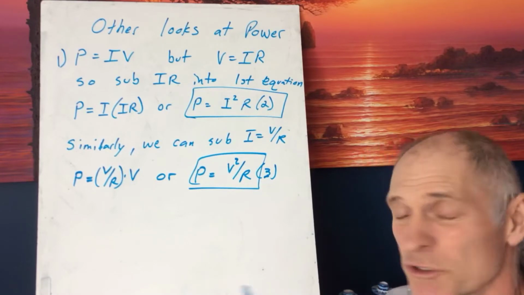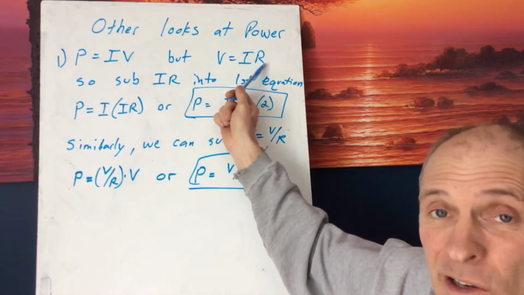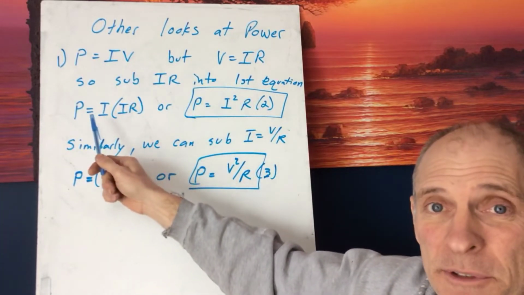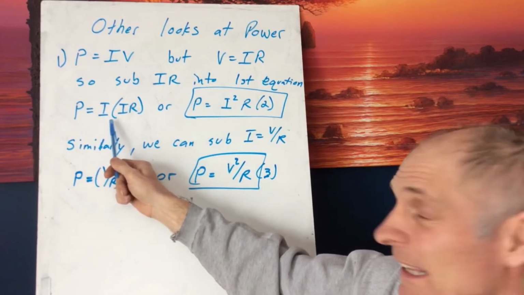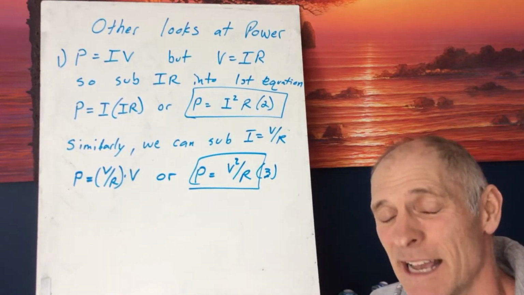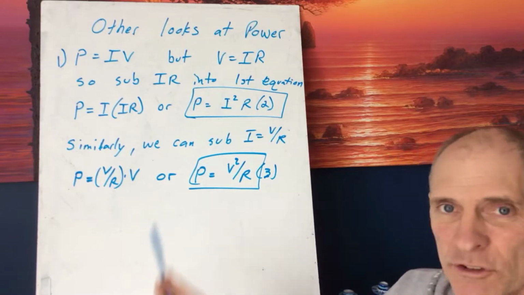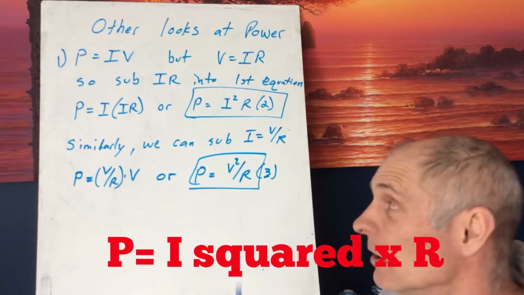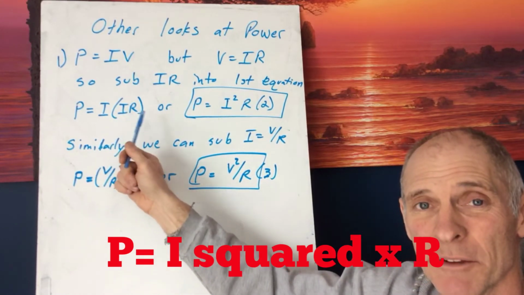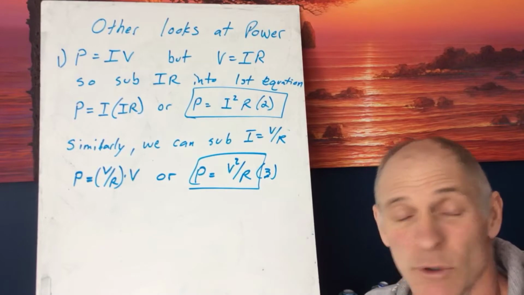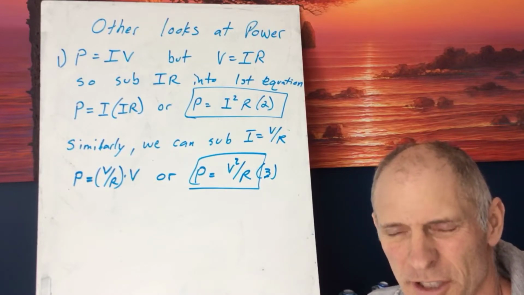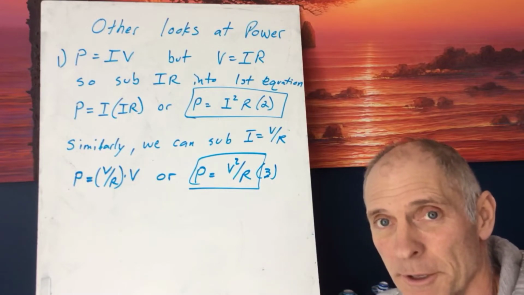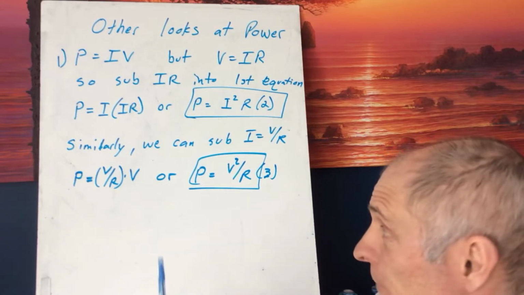If you combine those two, subbing IR in for the V of this equation, then you get a real quick substitution. P equals I, and instead of V, we're subbing I times R from Ohm's law. So what we get is P equals I squared times R. It's just the two I's multiplied together, multiplied by the R. So if you have the current and you know the resistance, you can find the power dissipated by that circuit or by that particular resistor in terms of energy per time.